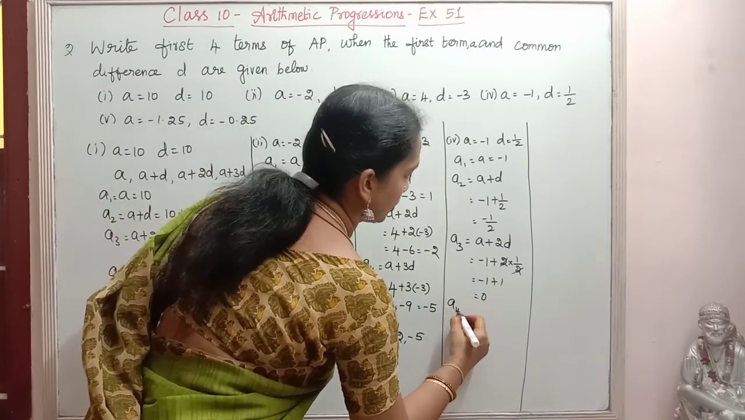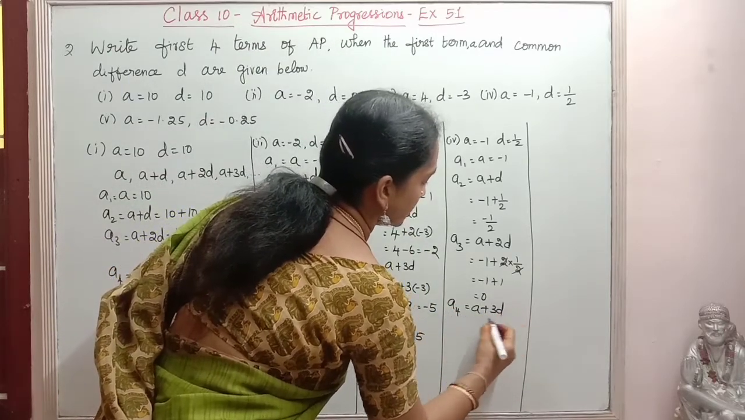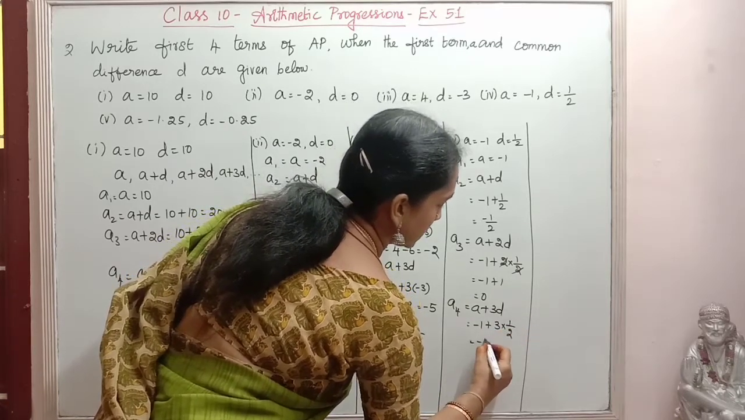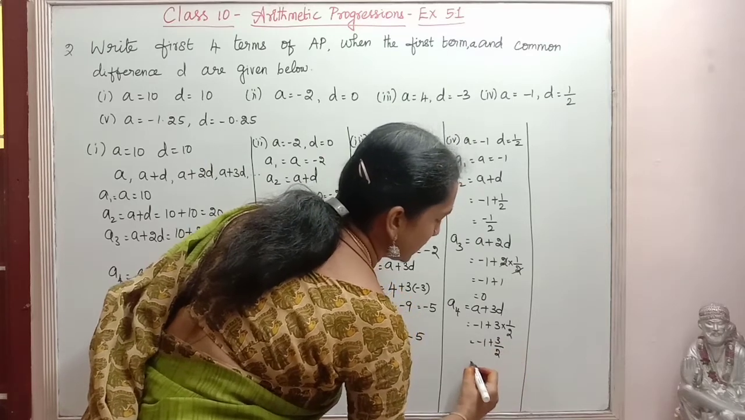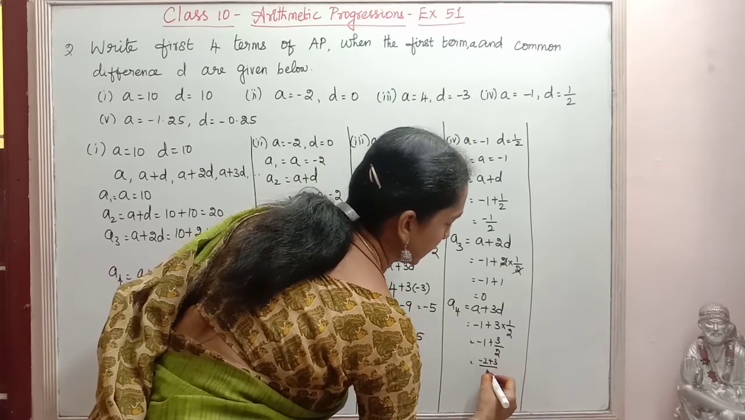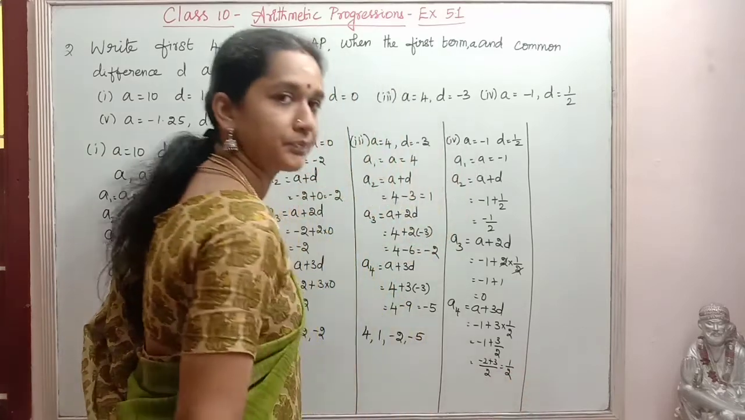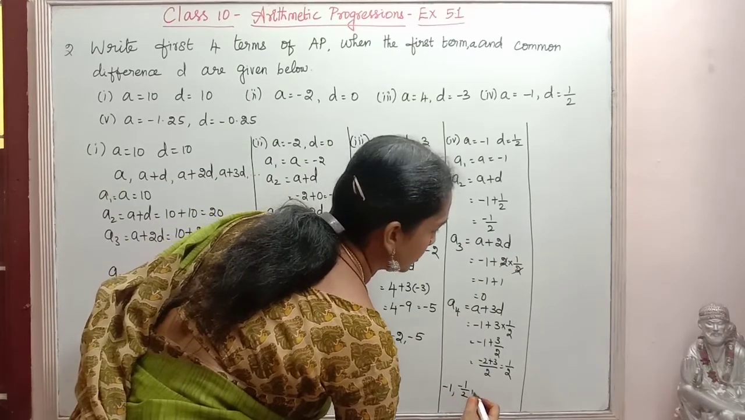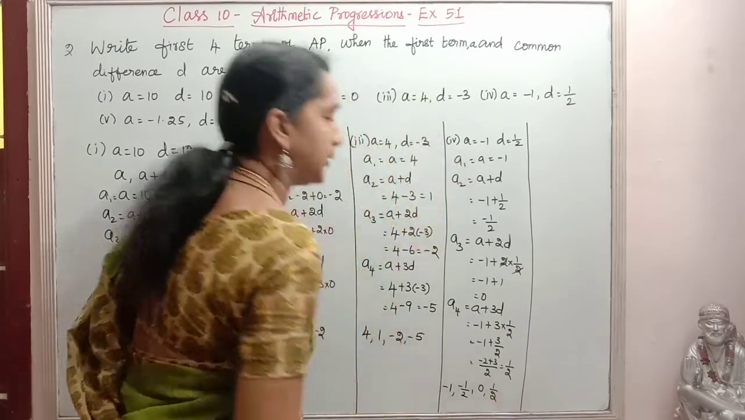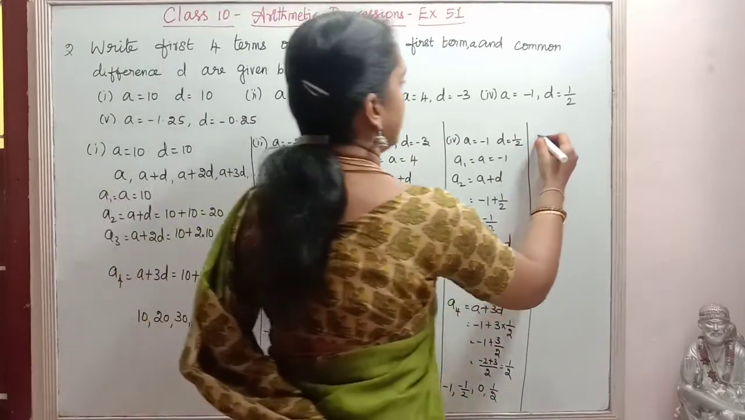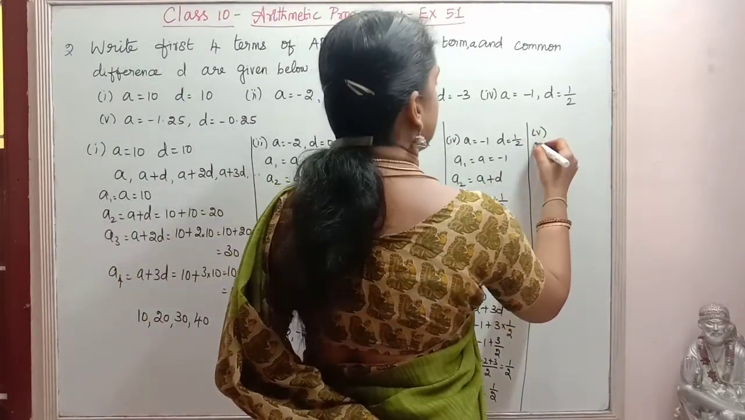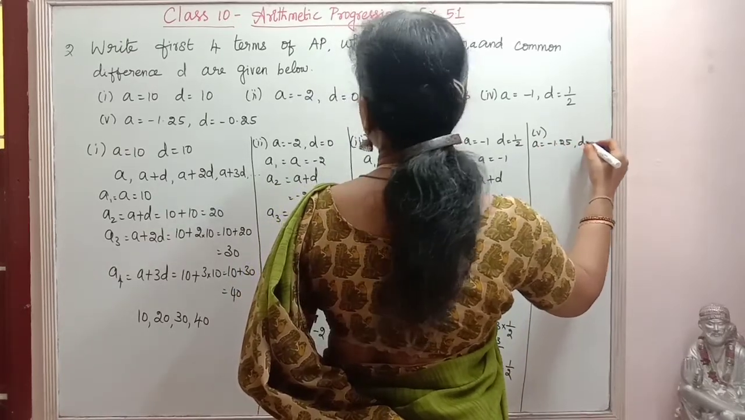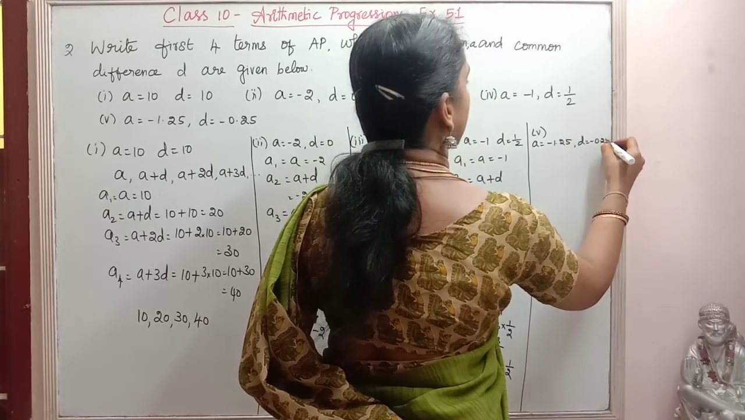Then A4 is A plus 3D. So A is minus 1 plus 3 into 1 by 2. So this is minus 1 plus 3 by 2. When we simplify, we get minus 2 plus 3 by 2, that is 1 by 2. So the first 4 terms are minus 1, minus 1 by 2, 0 and 1 by 2. These are the 4 terms. Then the fifth sum is A is equal to minus 1.25 and D is equal to minus 0.25.